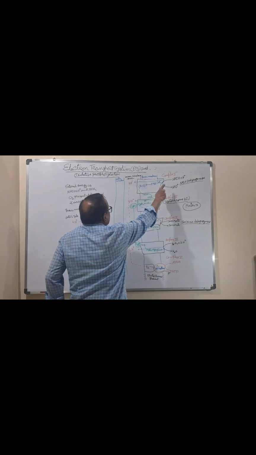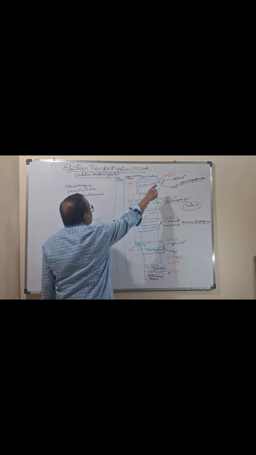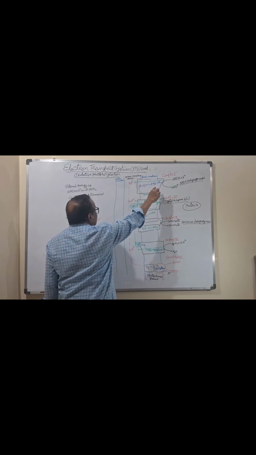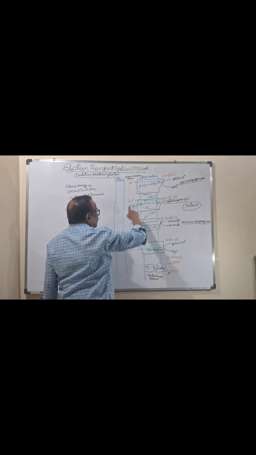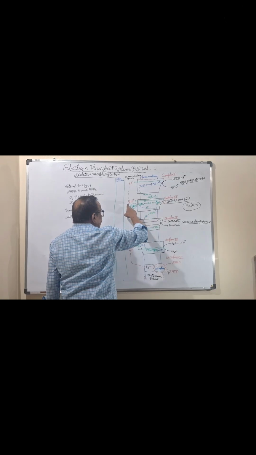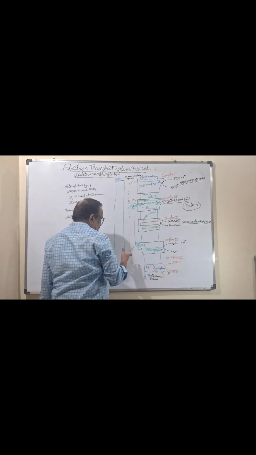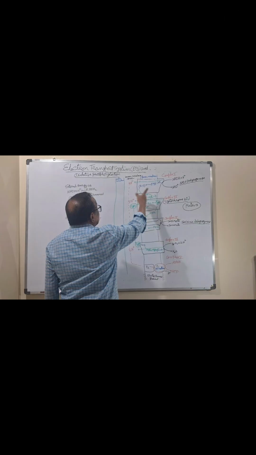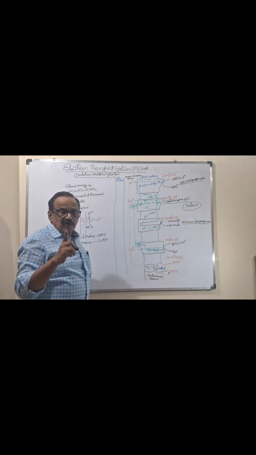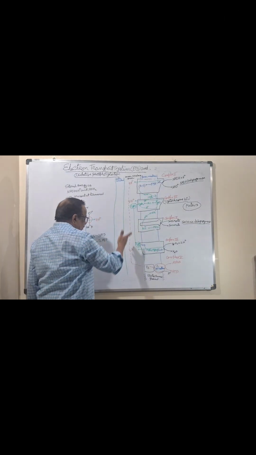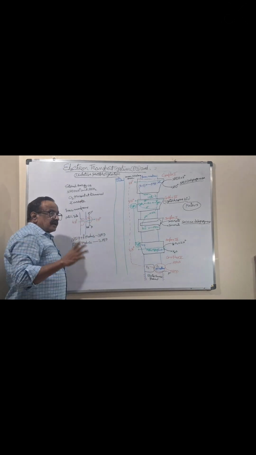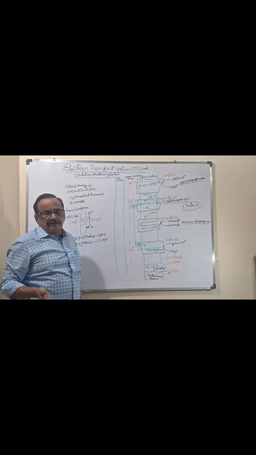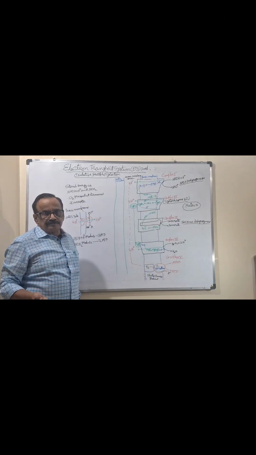Whenever the electrons are passing through electron complex number 1, NADH is oxidized and its electrons will pump 4 protons from complex number 1, 4 protons from complex number 3, and 2 protons from complex number 4. How many came from NADH? 10 protons came: 4 plus 4 plus 2. So 10 divided by 4 is 2.5. We can consider it as 3.